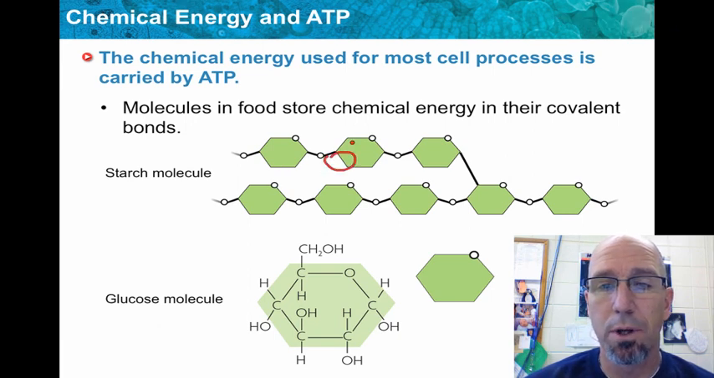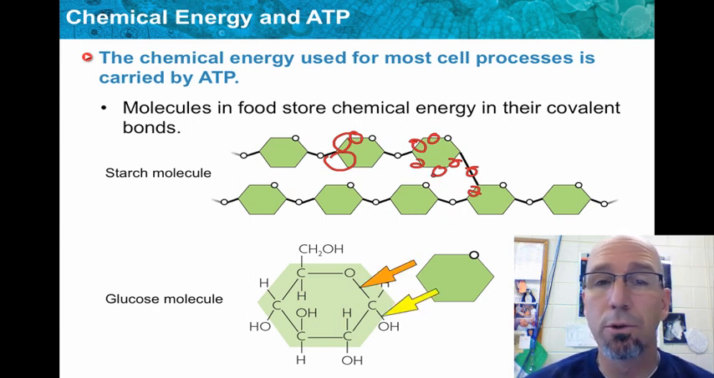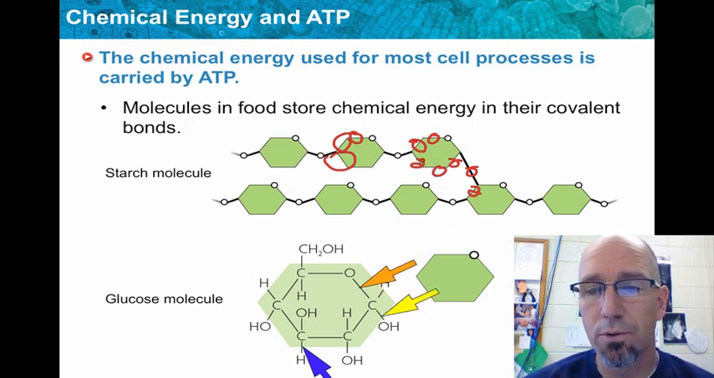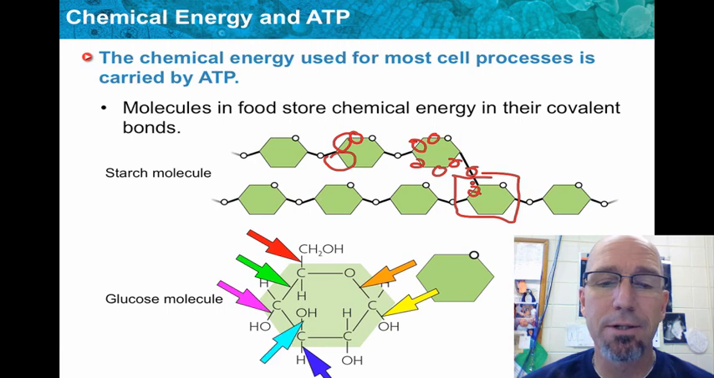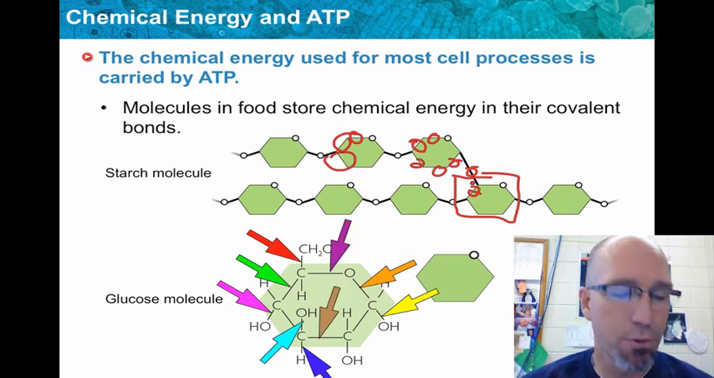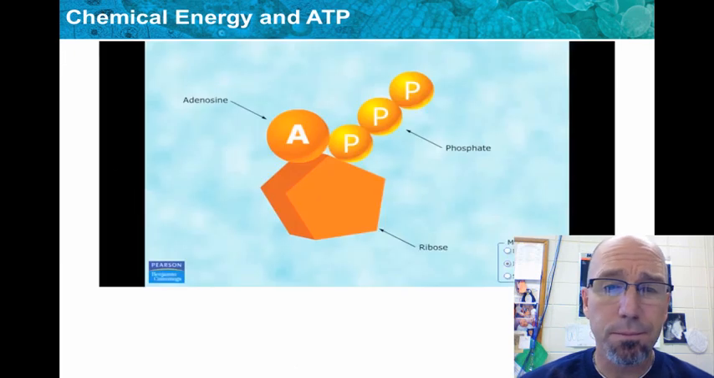So here's the first molecule. This is a starch molecule. Every one of these lines, if you remember, represents a bond between carbon atoms. So there's lots and lots of bonds. And in this glucose molecule down below, which is one of these things kind of broken apart, that's one glucose molecule. Look at all those bonds that are potential sources of energy for any particular cell.